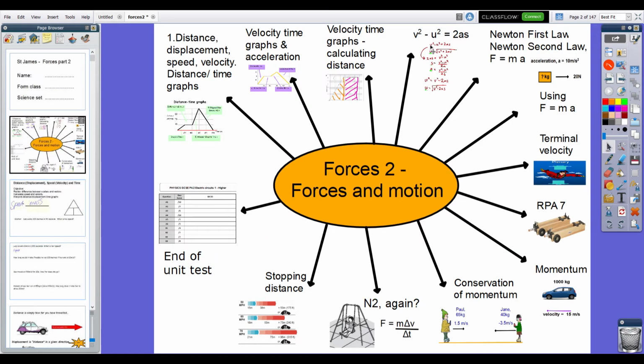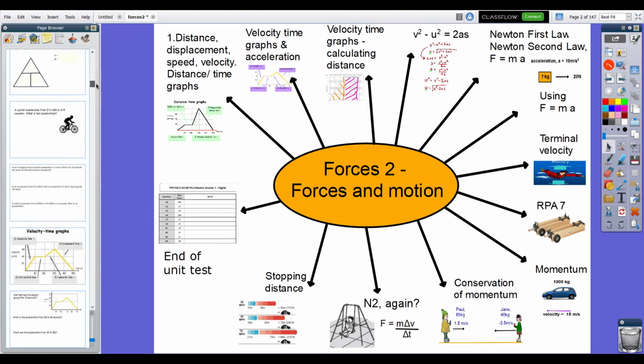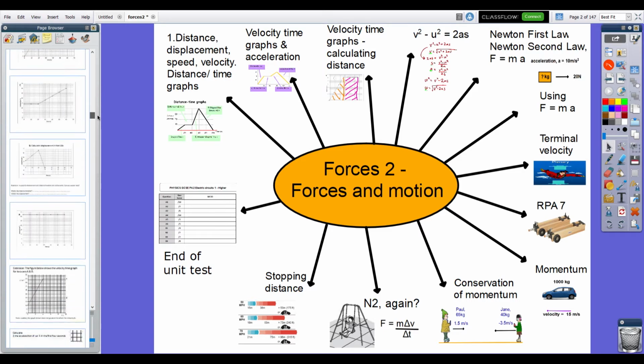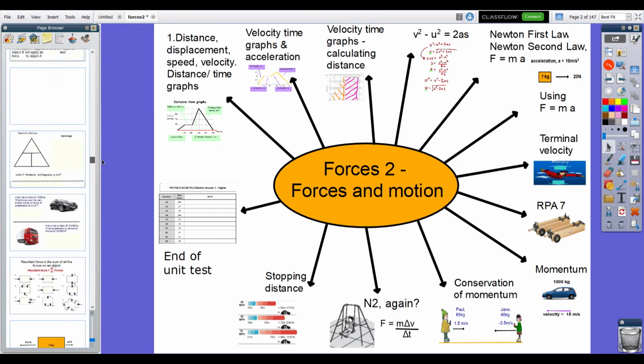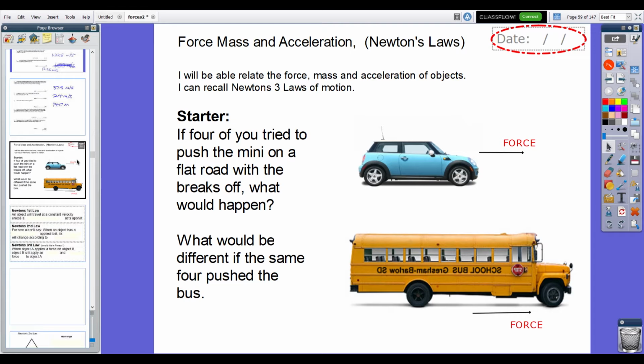We just finished v squared minus u squared equals 2as, a rather complicated equation. And we're really just going to develop our knowledge of Newton's laws. So let's get back to our lesson. Here we go. We're going to look at Newton's 3 laws of motion. We've already covered one before, but let's just start off with a thought experiment.